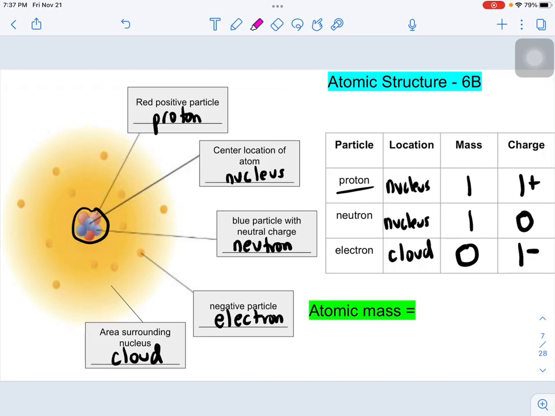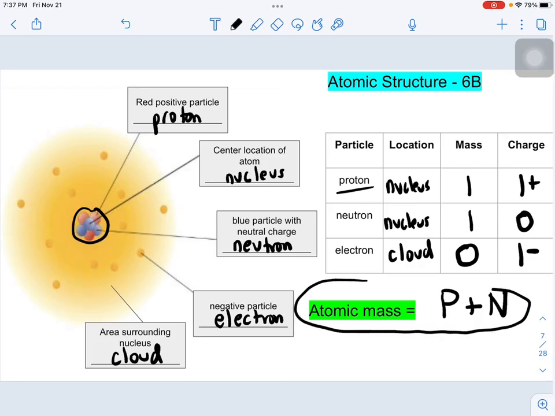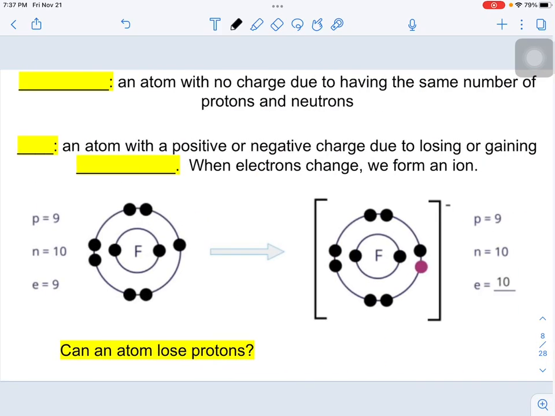So in order to calculate the atomic mass, we need to add the protons plus the neutrons. That is going to calculate our atomic mass. Let's go ahead and go to the next slide.